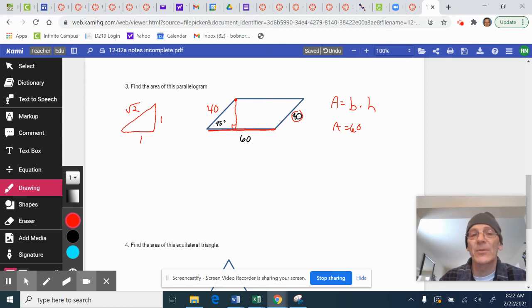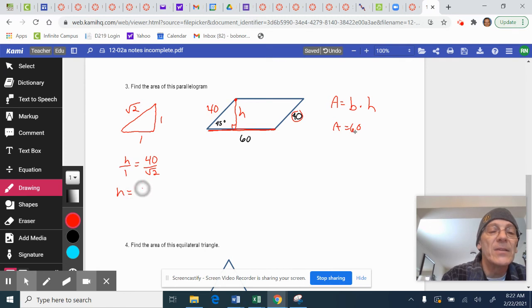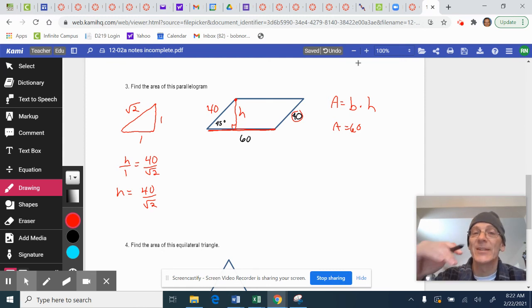And I know that that 45, 45, 90 right triangle is going to be similar to this 45, 45, 90 right triangle. And if I want to find the height of that parallelogram, height over 1 is equal to 40 over radical 2. So the height is just 40 over radical 2. Now that's not considered simplified because we got a radical in the denominator of the fraction.